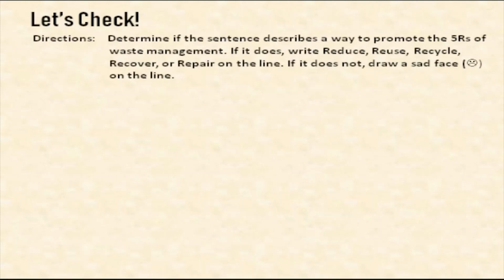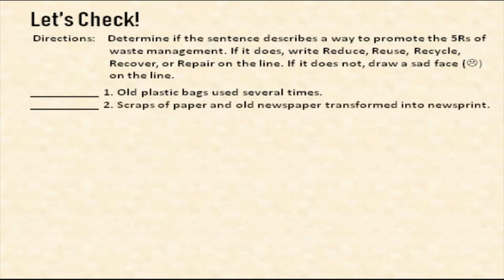Let's check how much you have learned from the discussion about the 5 R's techniques. Determine if the sentence describes a way to promote the 5 R's of waste management. If it does, write reduce, reuse, recycle, recover, or repair on the line. If it does not, draw a sad face on the line. Number 1. Old plastic bags used several times. Number 2. Scraps of paper and old newspaper transformed into a newsprint.